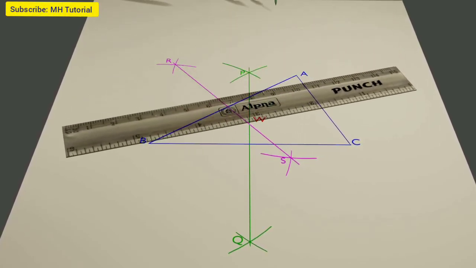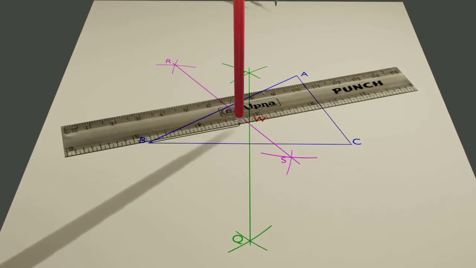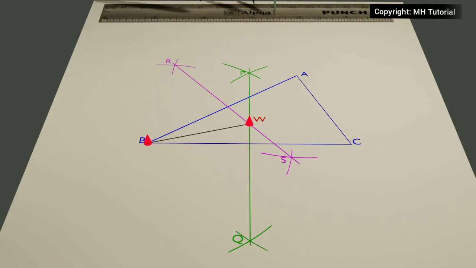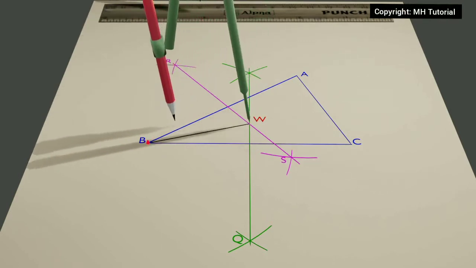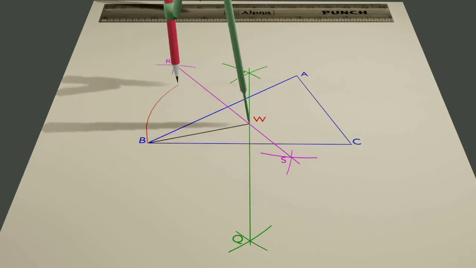B is connected to W. WB is the circumradius. In this case, instead of connecting W to B, we could also join W to C or W to A. At last, the required circumcircle can be drawn, taking W as circumcenter and WB as the circumradius.